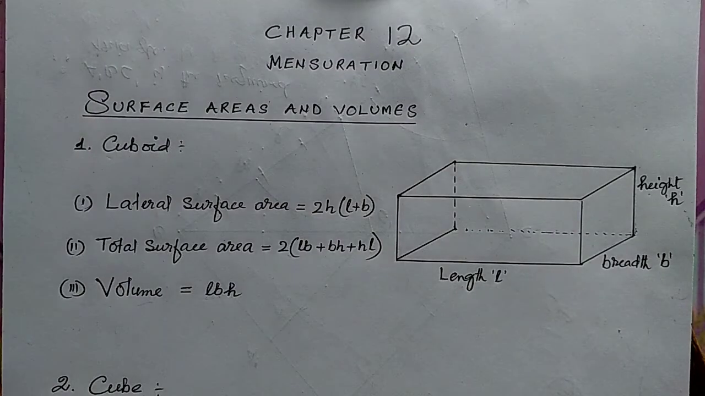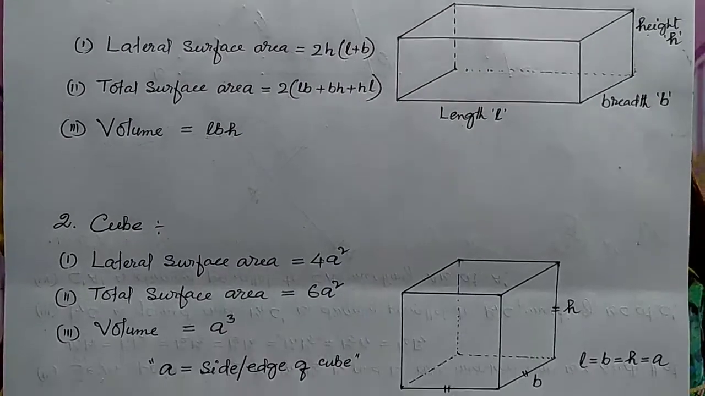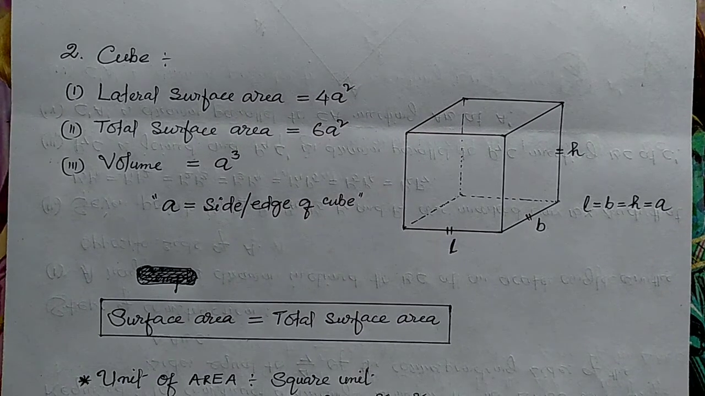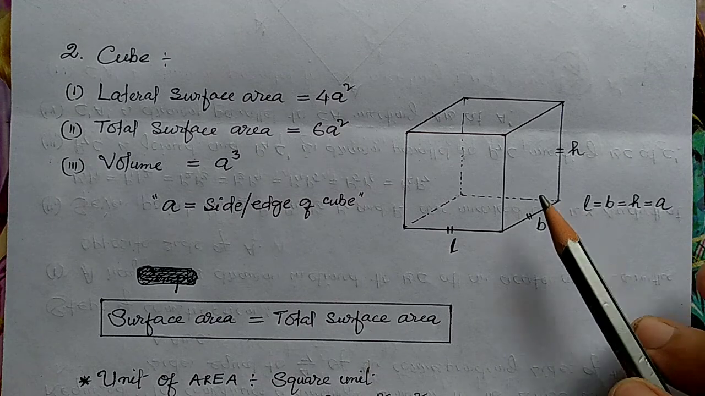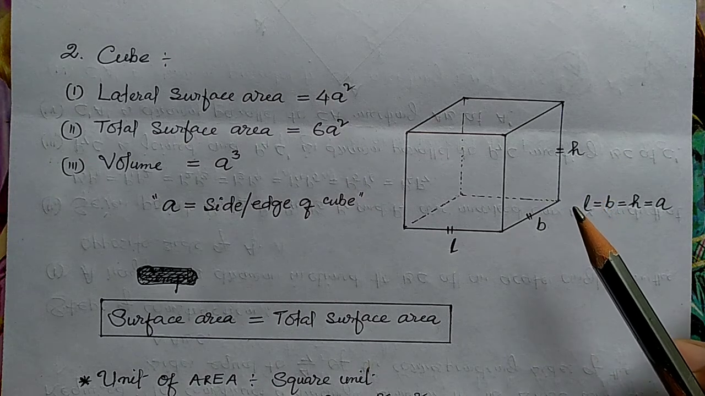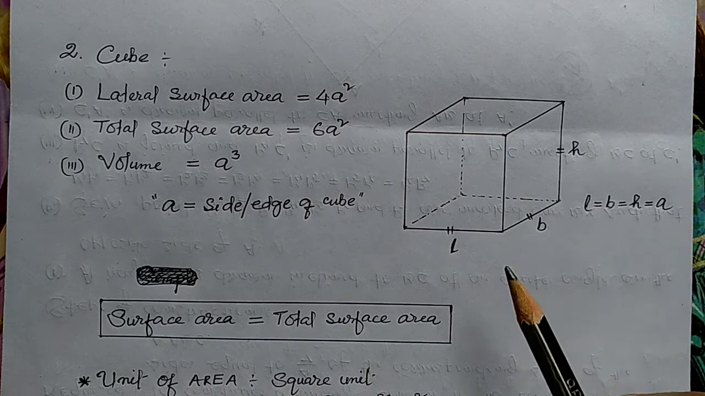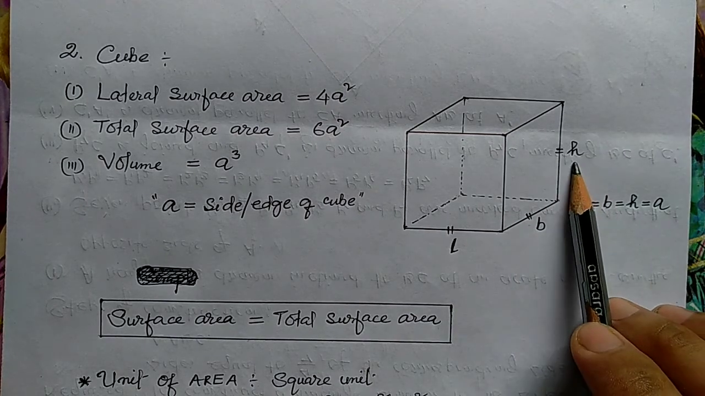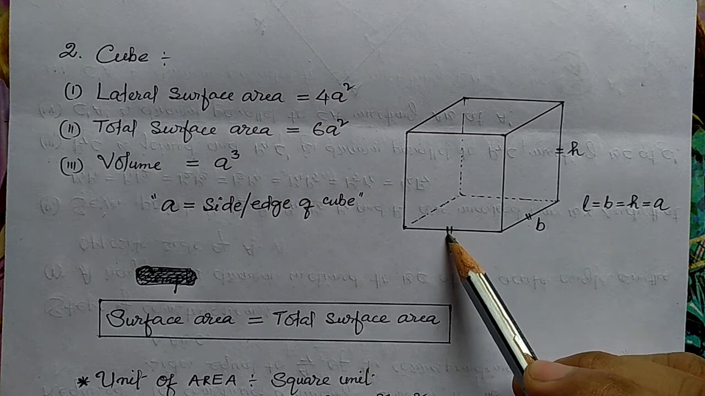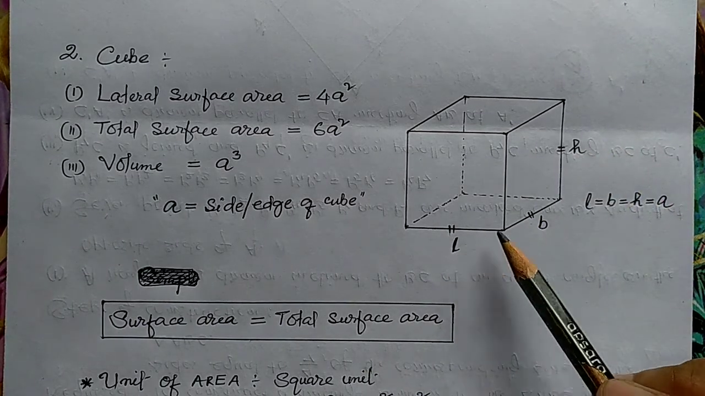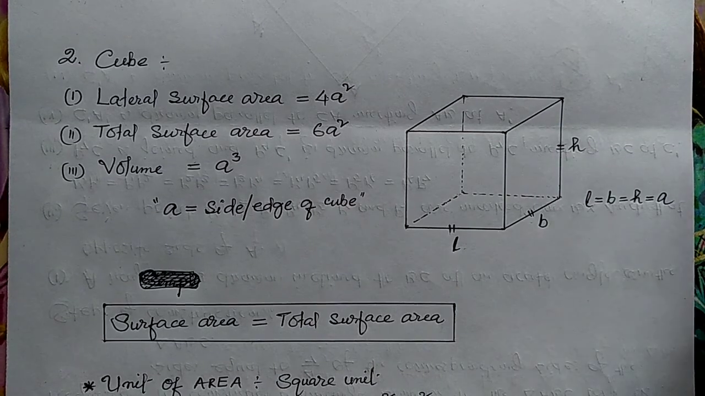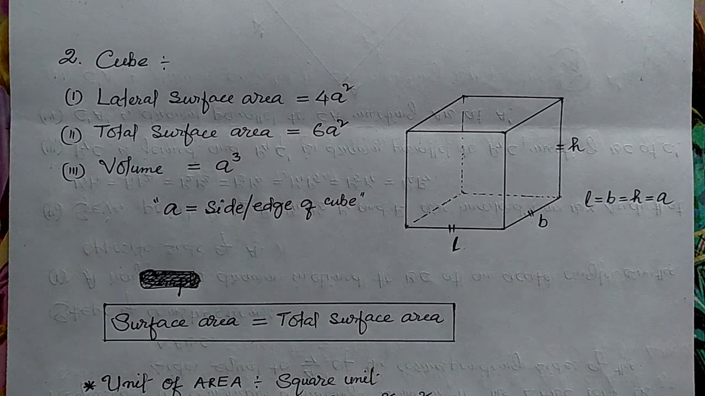Now we move to the next, the second one, that is the cube. Okay, here is a figure of a cube. Now the difference you find in this cube from the cuboid: you can see length, breadth, height, but here you can see this marking, length is equal to breadth is equal to height, which means all the dimensions, length, breadth and height, are equal. So we can say a cube is a special type of cuboid where length, breadth and height are equal.